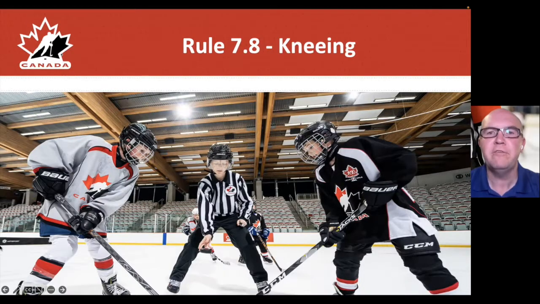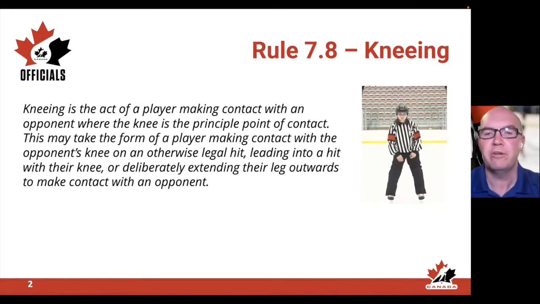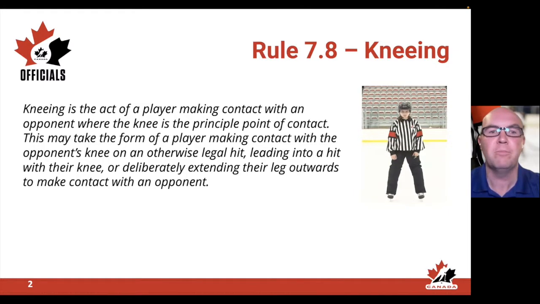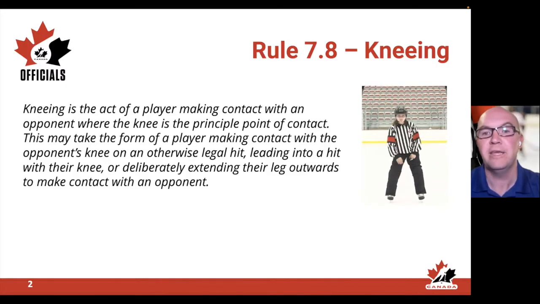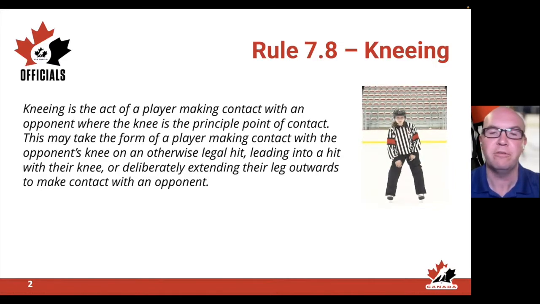So now let's take a look at the rule for kneeing. Kneeing is listed as Rule 7.8 in the Hockey Canada rulebook. Kneeing is the act of a player making contact with an opponent, where the knee is the principal point of contact. This may take the form of a player making contact with the opponent's knee on an otherwise legal hit, leading into a hit with their knee, or deliberately extending their leg outwards to make contact with an opponent.